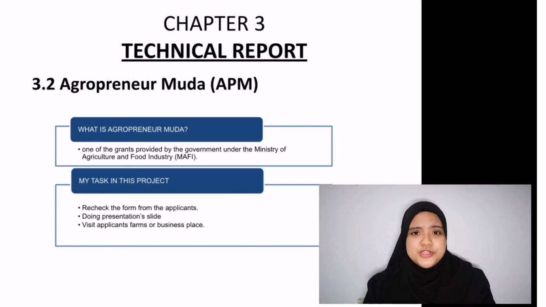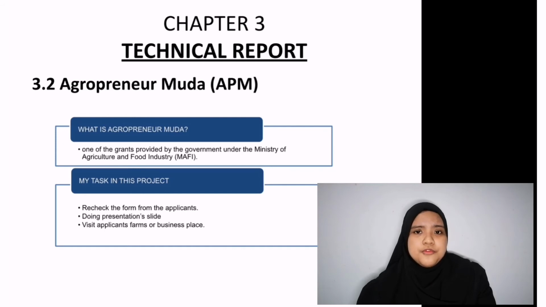First is Agripreneur Model Grant. This is one of the grants provided by the government under the Ministry of Agriculture and Food Industry. When I handle this grant, I have to communicate with the farmers and guide them on how to fill in the form and how to build the business plan. And I recheck the forms they have sent to make sure they fulfill the conditions to apply for the grant.